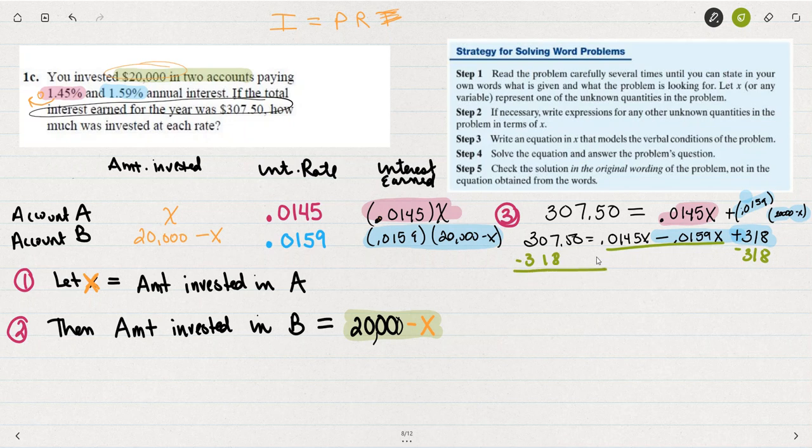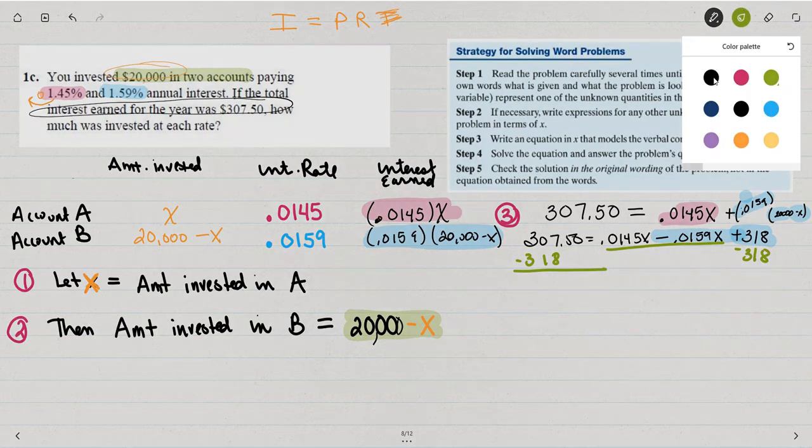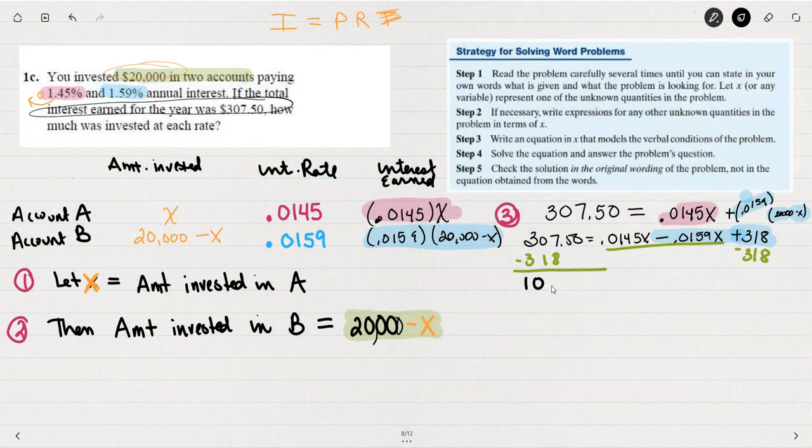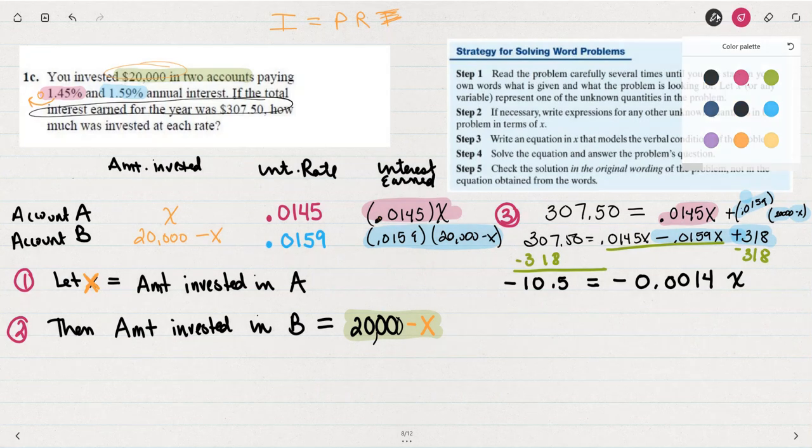When I subtract the 318, I'm going to get 10.5. And then when I combine the two X's, I get, oh, and this was negative, right? Negative 10.5. And then when I combine the two X's, I get negative 0.0014 times X.